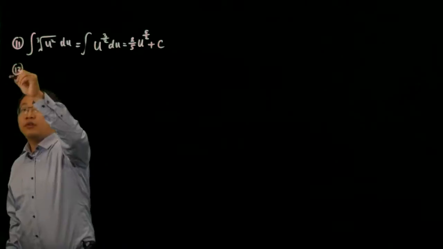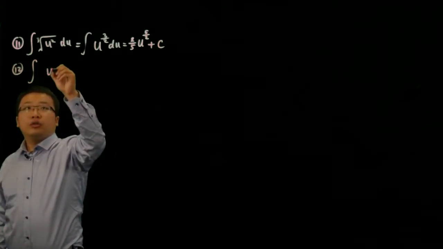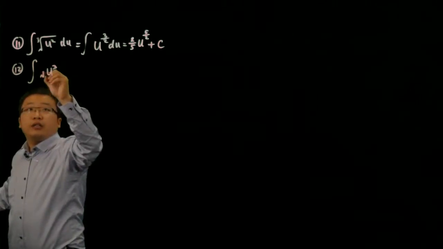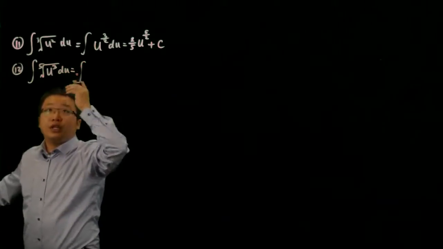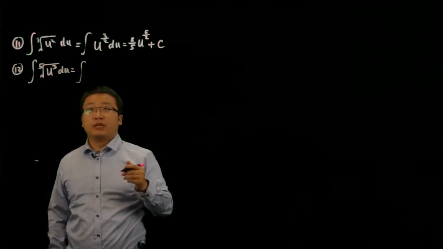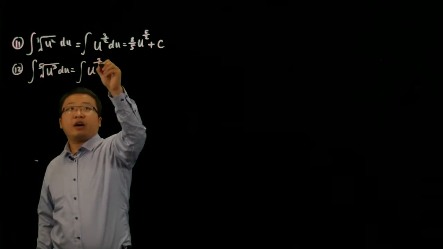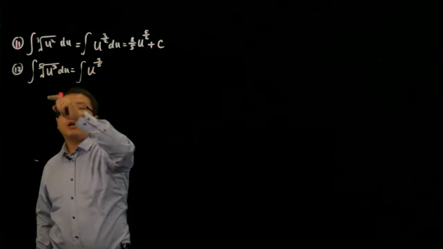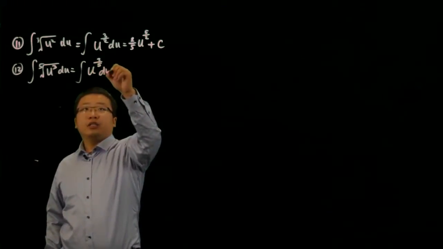Question number 12, you'll be getting the integral of u to the third and the fifth root du. First you want to convert this fifth root into a power. Therefore, it's u to the power of 3 over 5. It's always the inside exponent goes to the top, outside exponent goes to the bottom. Therefore, it's 3 over 5 and du.